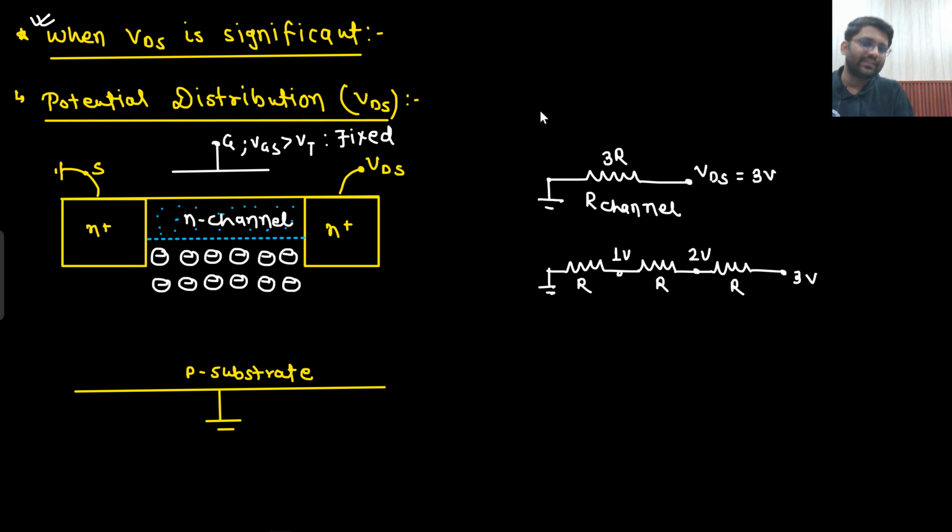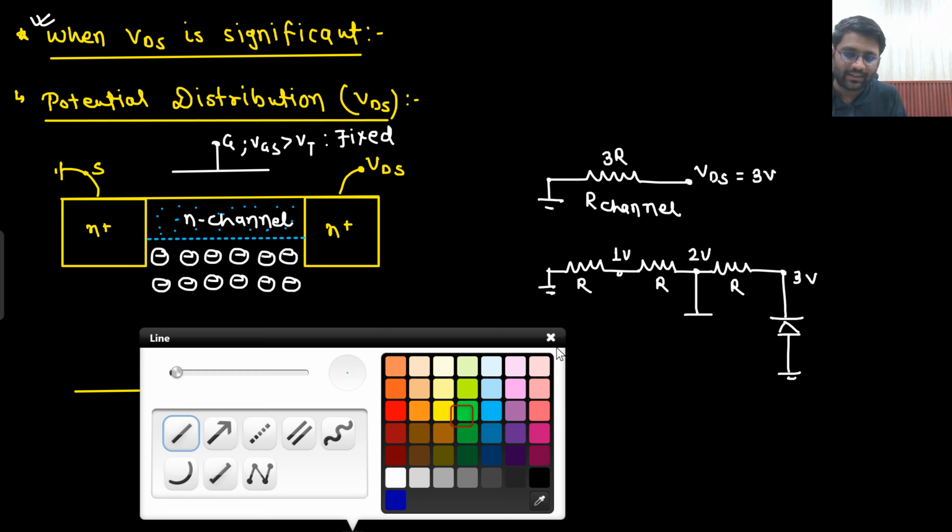What is your channel? This is my channel. Sir, my channel is N type and my substrate is P type. So kind of I can make a diode like this. Channel is N type, substrate is P type. Substrate is grounded. Basically, I am making a diode somewhat like this.